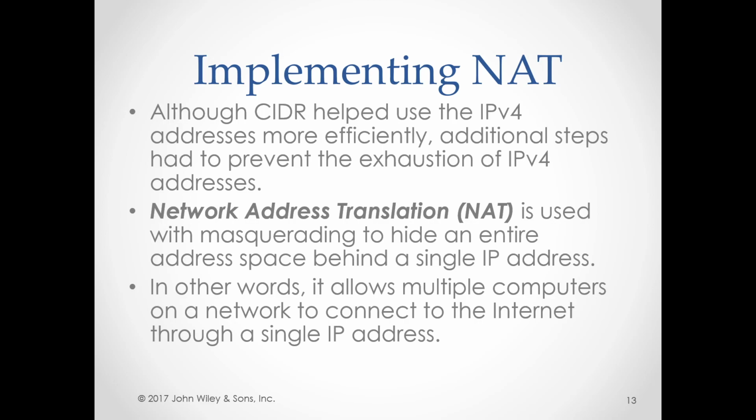What do we use NAT for? We use NAT to allow many private IP addresses to represent themselves and be able to get to the internet behind a single IP address. So if you've got a network with 200 computers, do you buy 200 public IP addresses? No, you have one public facing IP address. You use network address translation to allow those 200 to be able to hide behind and gain access to the internet. Note the last bullet point. In other words, it allows multiple computers on a network to connect to the internet through a single IP address.